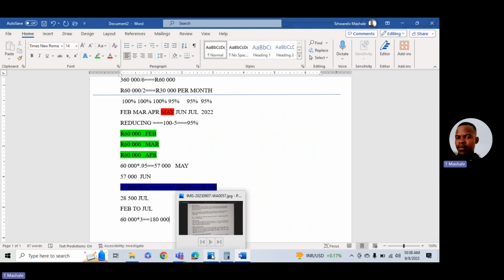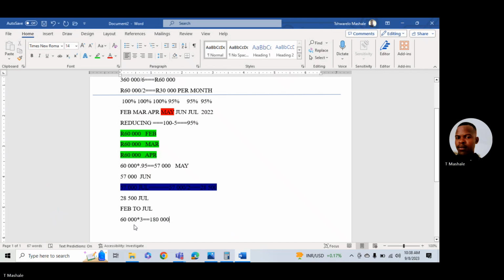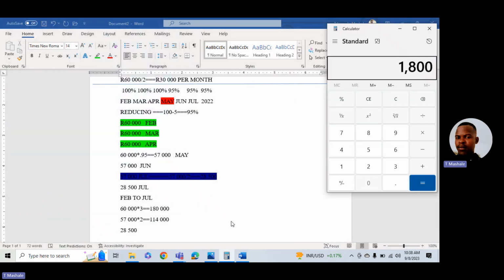Therefore, I'm going to say I have 57 for May and 57 for June. That will be 57 multiplied by 2, giving me 114,000. Therefore, we have for July 28,500. So now we're going to add everything there. That will be 180 plus 114 plus the 28,500.